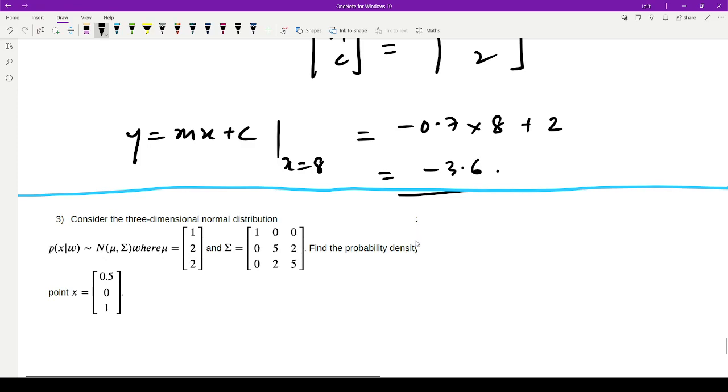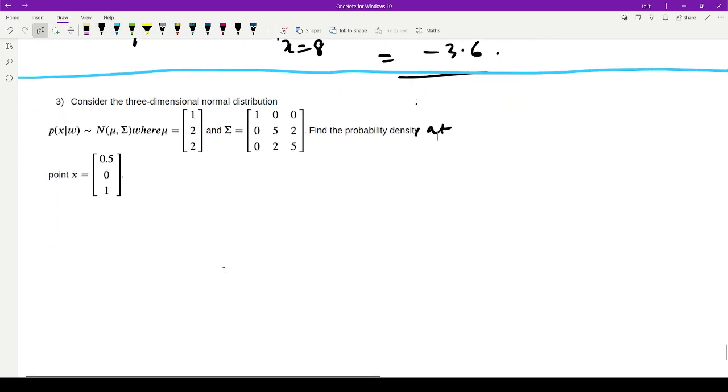So what we have is find the probability density at point x. Okay. So we have three-dimensional. Our next question is a three-dimensional normal distribution. Of course, you are given mean and variance. How do you find the probability density here? It's very easy. We'll first write the form of normal distribution. How does it look in n dimensions?